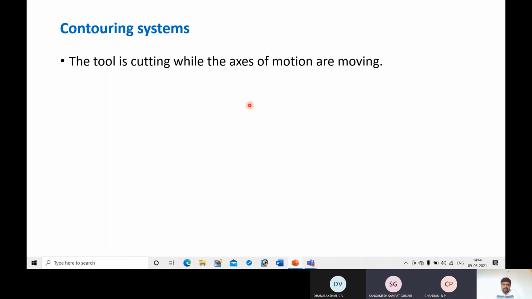Lathe, then milling machines. Milling machine. Okay, then shaping machine. Yes, sir. Okay, so for those types of machines, contouring systems are applicable. The tool is cutting while the axes of motion are moving.